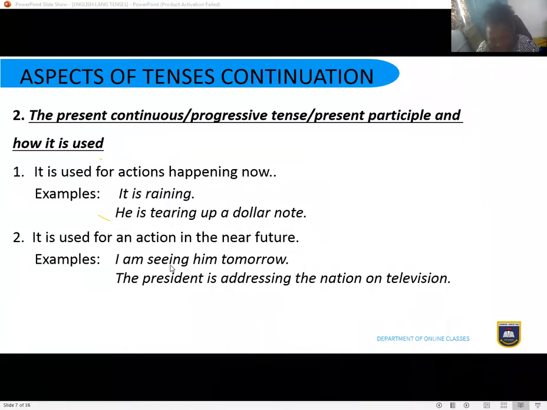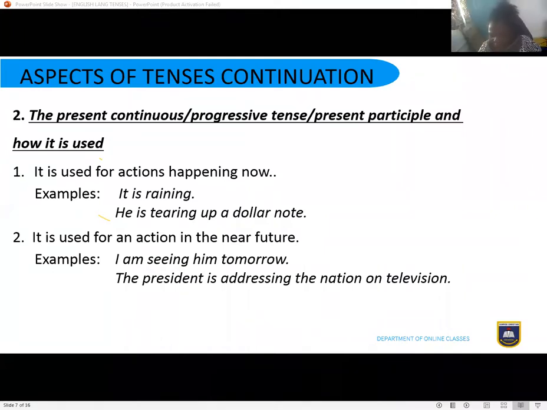Let's look at the first example. Example 1. I am seeing him tomorrow. So who can tell us what the verb is in this sentence? Rosemond, identify the verb in this sentence for us. Seeing.